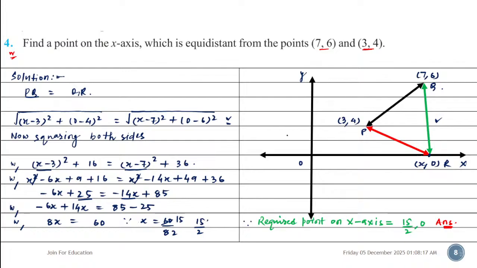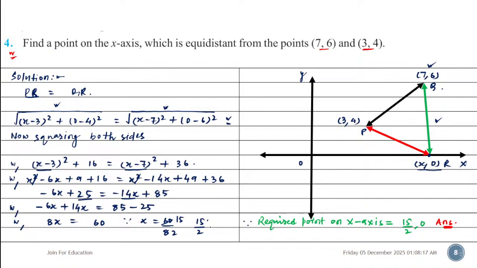This is the solution of the question number 4. Find a point on the x-axis. It means that here ordinate will be 0 and we have abscissa which is equidistant from the points 7, 6, which is Q, and 3, 4, which is P. So we write down here PR equal to QR. So we apply here the distance formula. PR equal to this one and QR equal to this one.